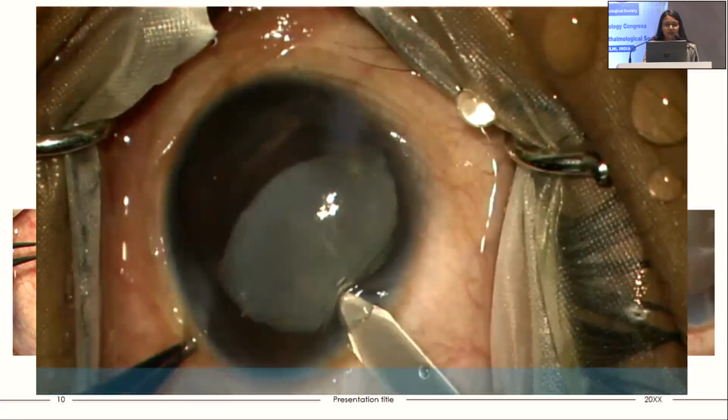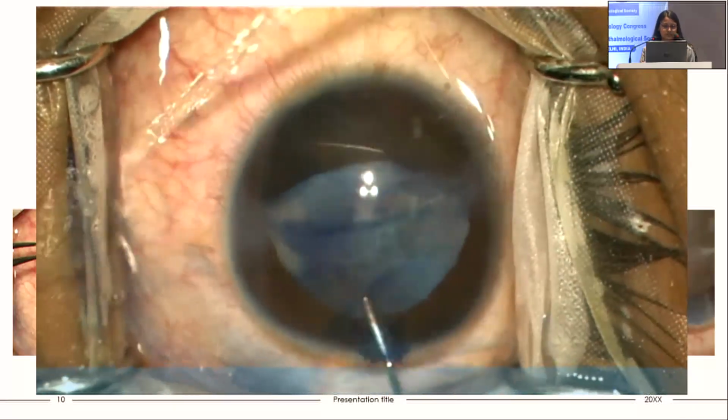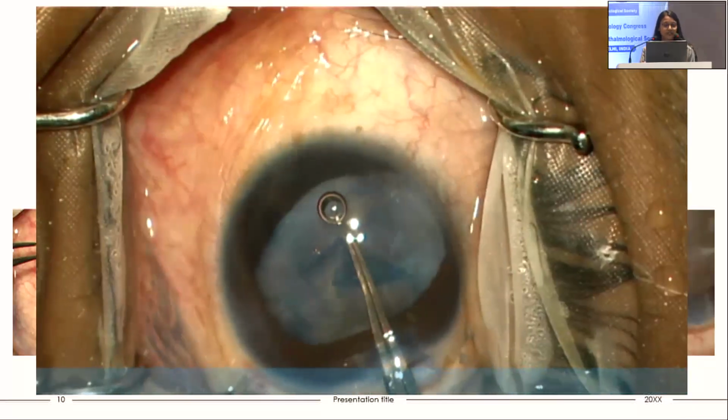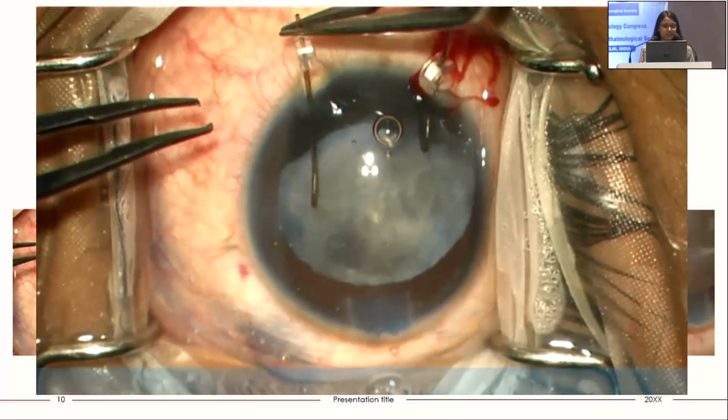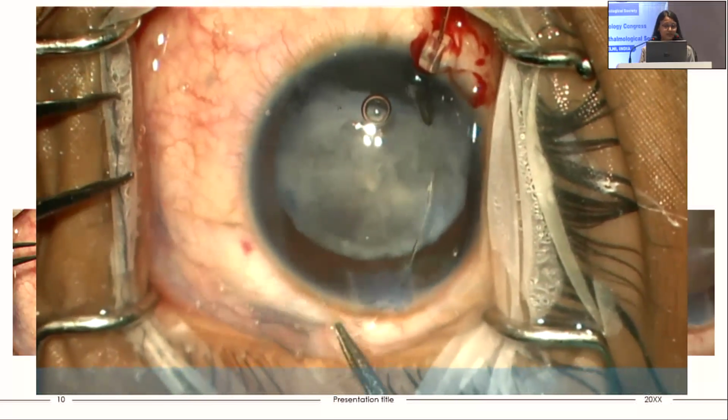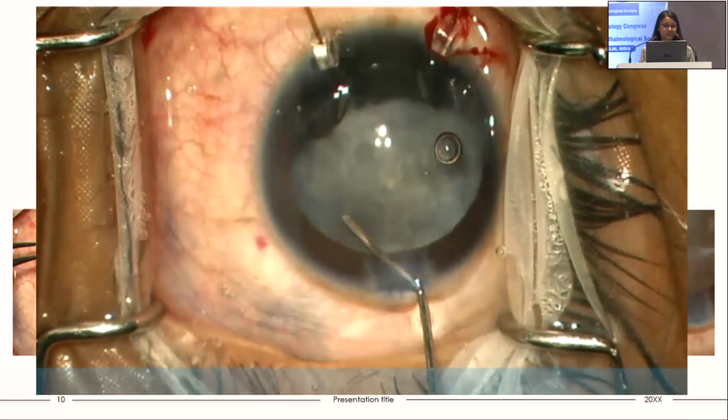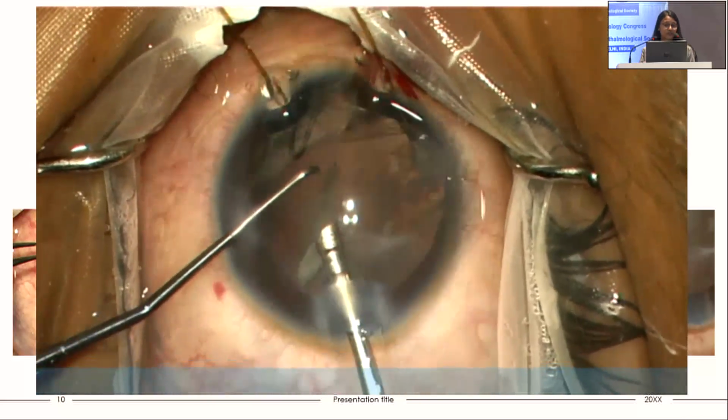There's a short video. AC entry was done, the capsule was stained, capsulorhexis was done. OVD was injected and the capsular margin was stabilized using capsular hooks, and a capsular tension ring was inserted in the capsular bag to stabilize it, followed by phacoemulsification.